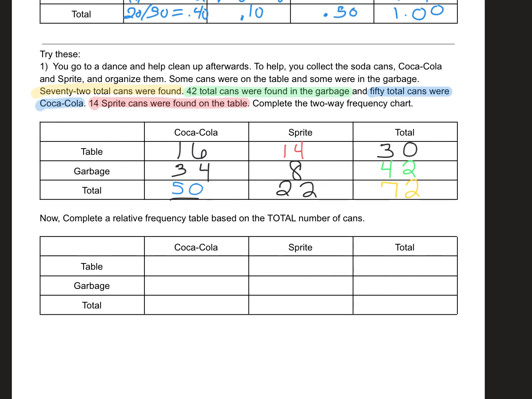Finally, you are asked to make a relative frequency table. So all we're going to do is we divide based on the total number of cans. So you're going to use your calculator. And everything is just going to be divided by 72. So this will be 72 divided by 72, which would give me 1. And you're going to do the same thing and fill in each of these parts of the table. Okay, work on this on your own, and I will see you in class.